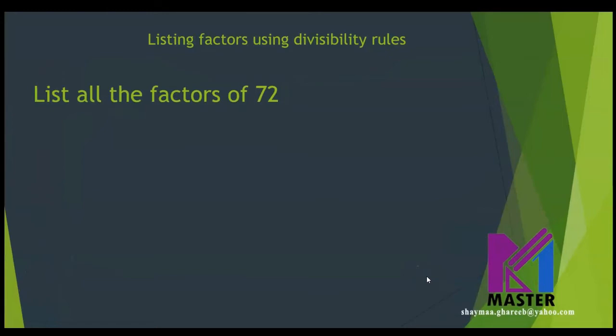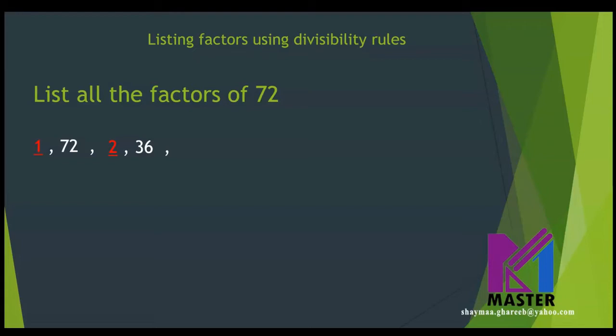Now, let's see one more example. List all the factors of 72. We said we are going to start with the first two factors, the 1 and the number itself. So I will write 1 and 72. Then I will check the divisibility in order. After the 1, I will think of the 2. Is 72 divisible by 2? Yes, because it's an even number. So what is the other factor with the 2? 2 times what gives 72? 2 and 36. So 2 times 36 gives 72.